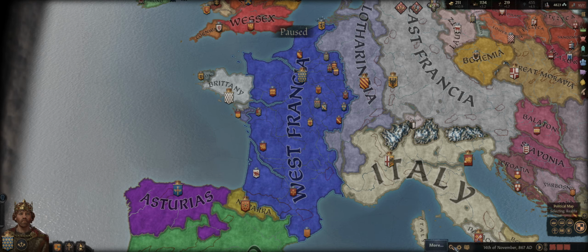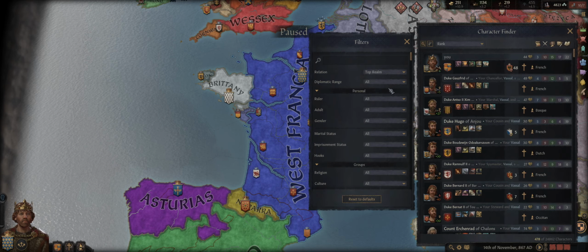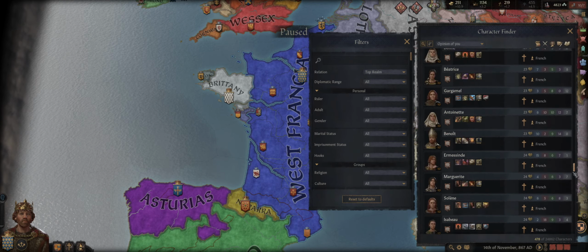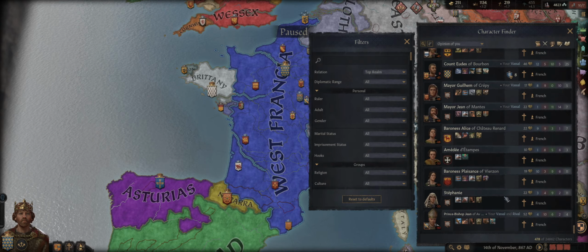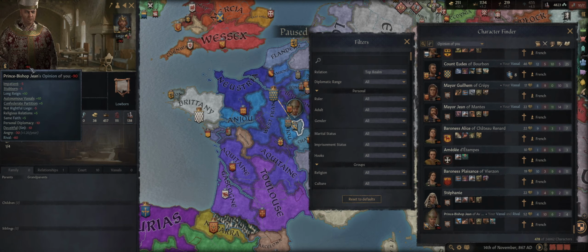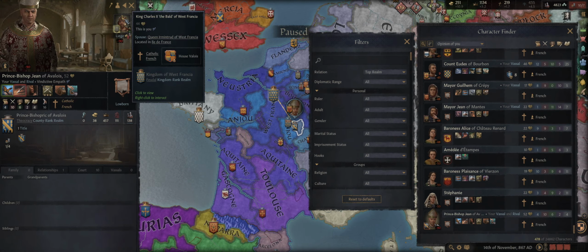You can also change the way this is listed by going to the character finder, and you can sort by rank, their age, their military strength, and whether or not they actually like you. As you can see here, we have quite a few courtiers and vassals which absolutely abhor us. For instance, the Bishop Prince here has a negative 90 opinion of us because he is our rival.